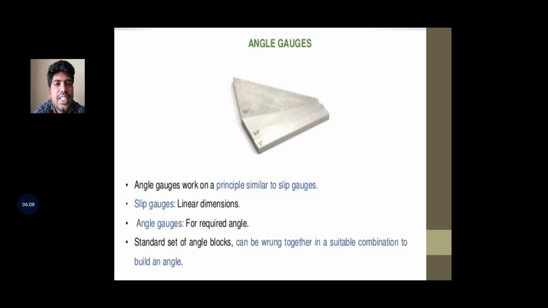Next we see the angle gauge. What is meant by angle gauge? The angle gauge works on a principle similar to the slip gauge. The slip gauge is used for linear dimension and the angle gauge is used for making the measurement of angles of components. A standard set of angle blocks can be joined together in suitable combinations to build the angle.